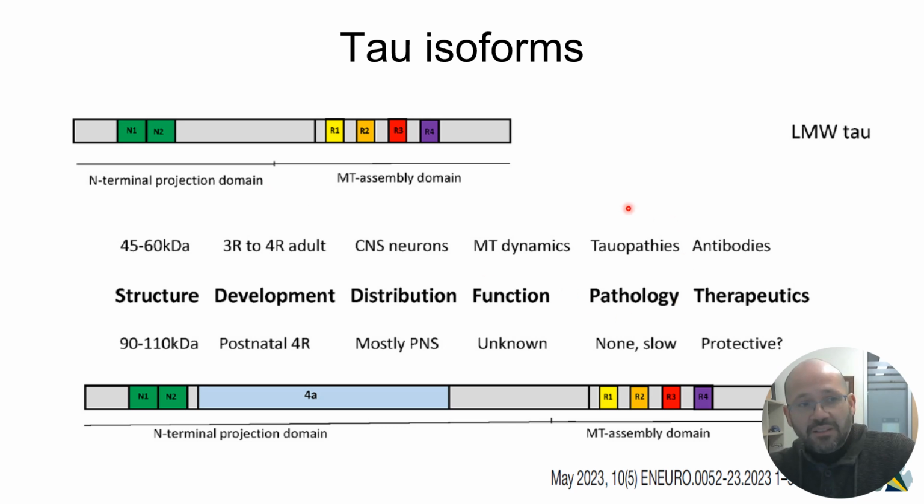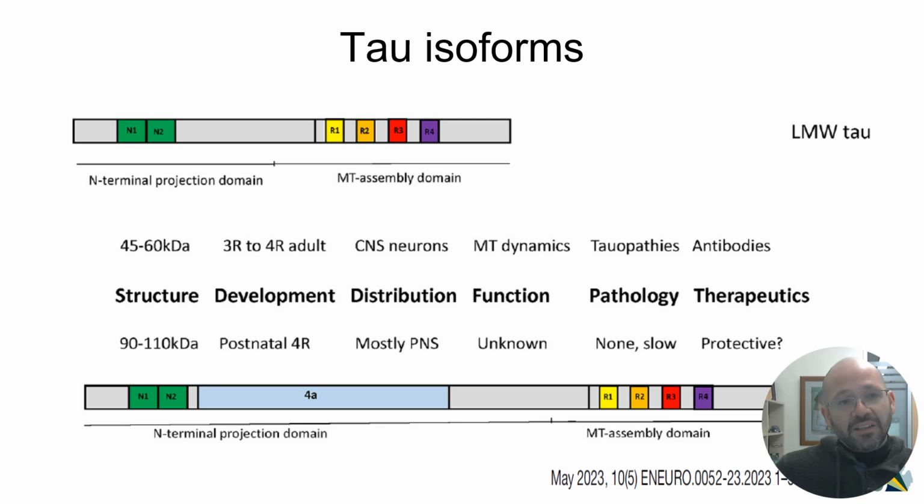The 6 isoforms, in terms of disease, are related to tauopathies, where it's still unclear what is the role of the big tau, although recent data indicates that it aggregates, especially in the heart, creating cardiomyopathy. And the association between cardiomyopathy and Alzheimer's disease is under study.